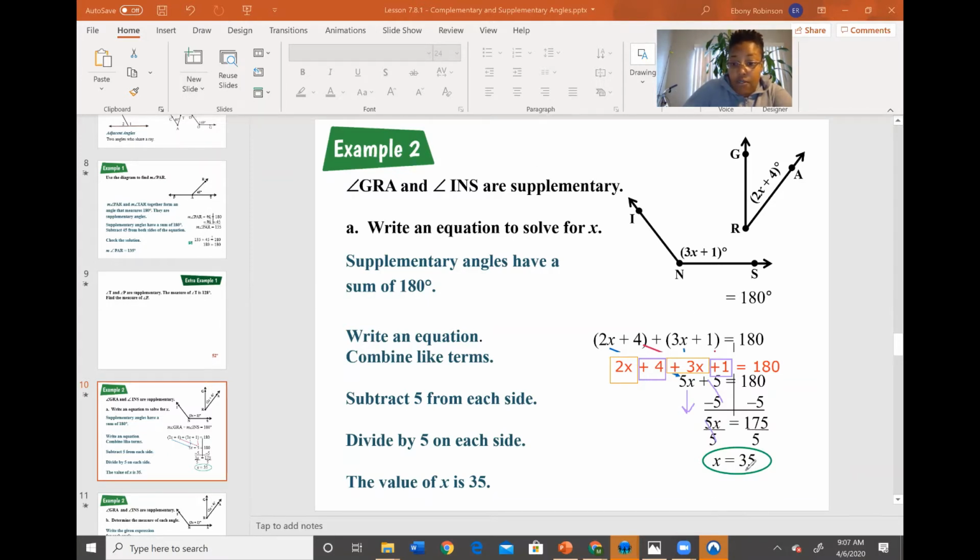So the value of x in each problem is 35. Okay, so if I really wanted to know the value of this angle and the value of this angle, I would put 35 back into the problem and I could figure that out. House points. If you can tell me the value of angle I in S, and then the value of angle GRA, you got house points coming.